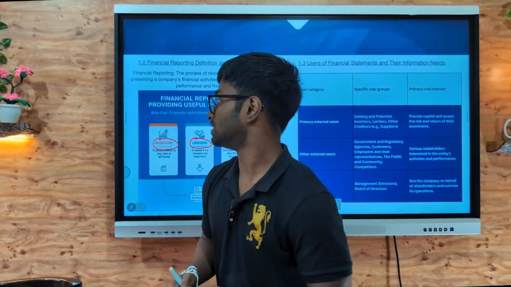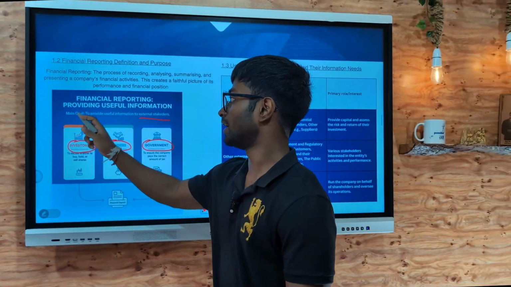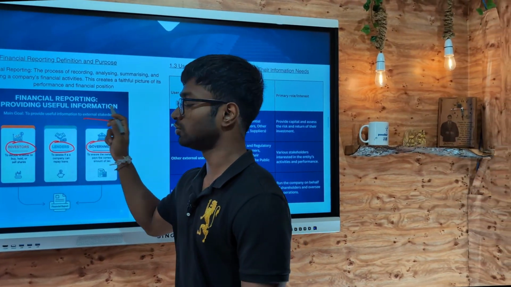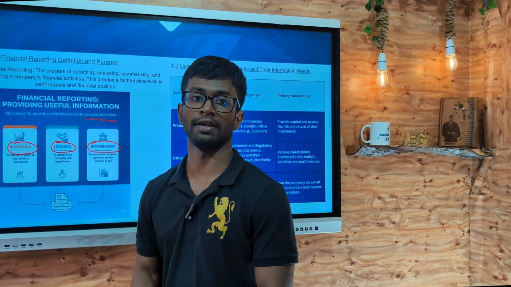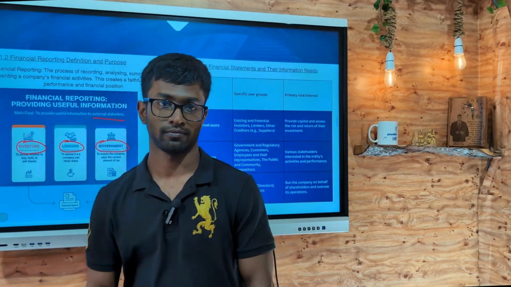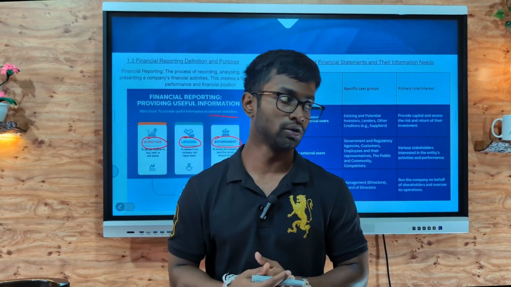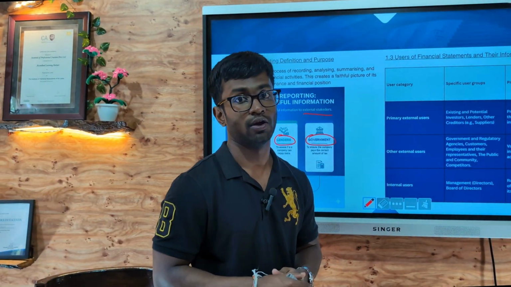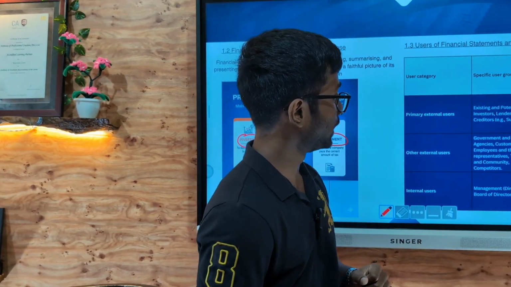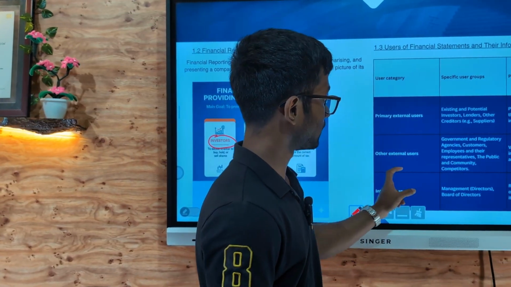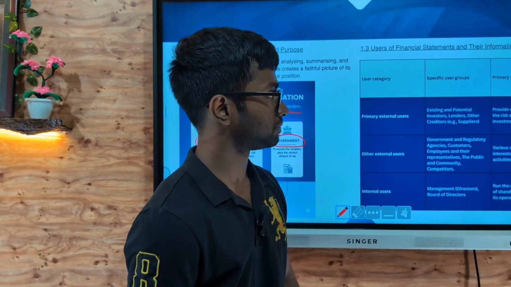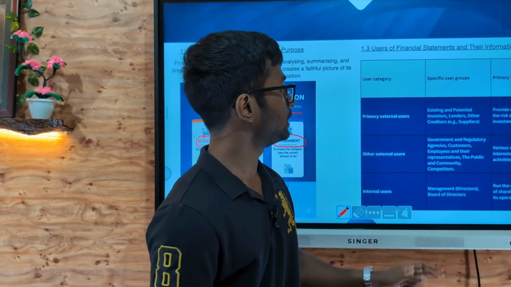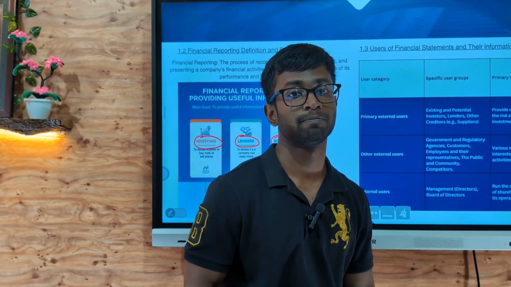So that is the main goal: to provide information to external stakeholders of an entity for them to make a decision. Okay, so I hope you understood the main goal. Next, we can talk about the users of financial statements. So we have primary external users, other external users, and internal users. So we'll see primary external users.